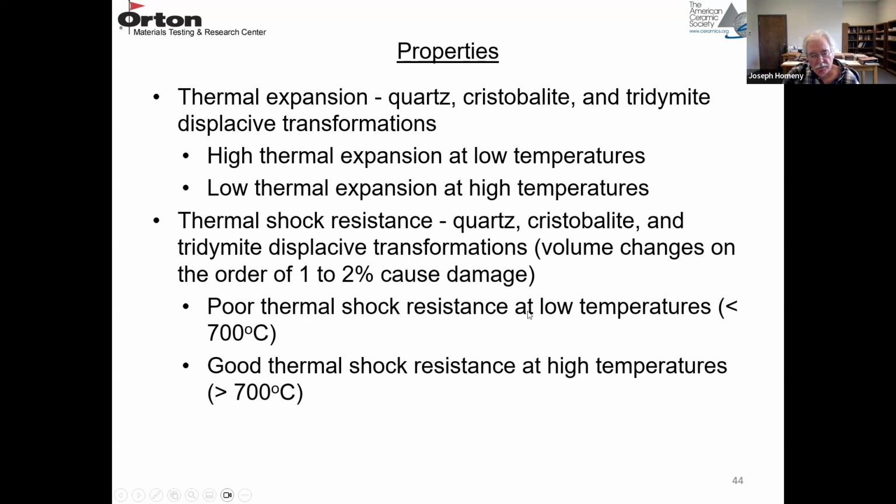So you have to heat slowly in those temperature regions. But when you get above that temperature, you no longer have displacive transformations, and you have a material that has very low thermal expansion. So if you're cycling a silica refractory material at a temperature greater than 700 degrees C, so if you're cycling above 700 degrees C, it's going to have good thermal shock resistance. If you're cycling below 700 degrees C, rapid changes in temperatures, it's going to give poor thermal shock resistance.